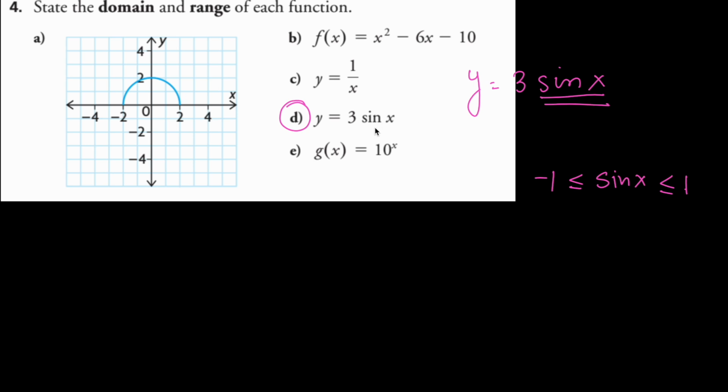Here also, since this is a function and we do not have any denominator, the domain is going to be all the real numbers. There is no restriction on the domain. So x, where x belongs to all real numbers. Let's see if there is a restriction on y.